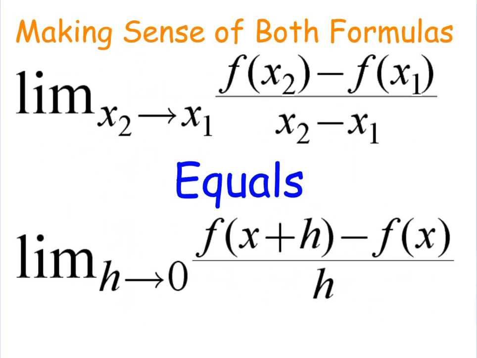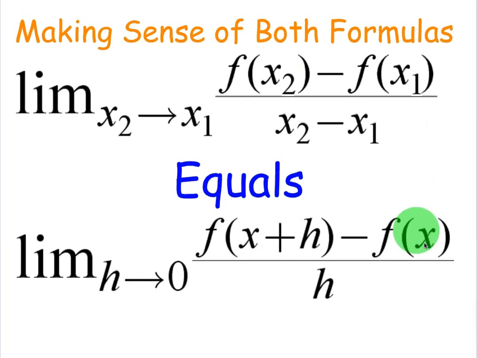So notice, this is the first formula we learned: the limit as x2 approaches x1 of f of x2 minus f of x1 over x2 minus x1. We called that instantaneous rate of change. In fact, that's the same thing as the derivative formula: the limit as h approaches 0 of f of x plus h minus f of x over h. See, f of x2 is just f of x plus h.